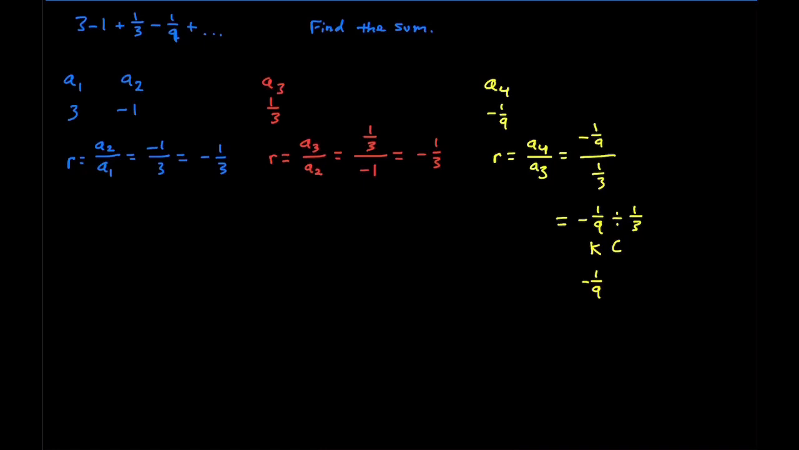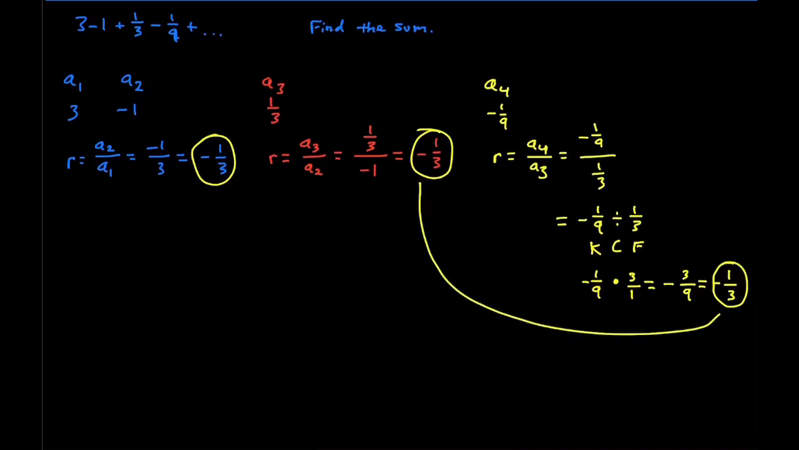You change the division into multiplication, and you flip the second fraction. This is 3/1. Then you multiply across. So it's -1 times 3 is 3. 9 times 1 is 9. And this reduces. You can divide the top by 3 and the bottom by 3, and it turns into -1/3. So we have the exact same one every time. That means there's definitely a common ratio here.